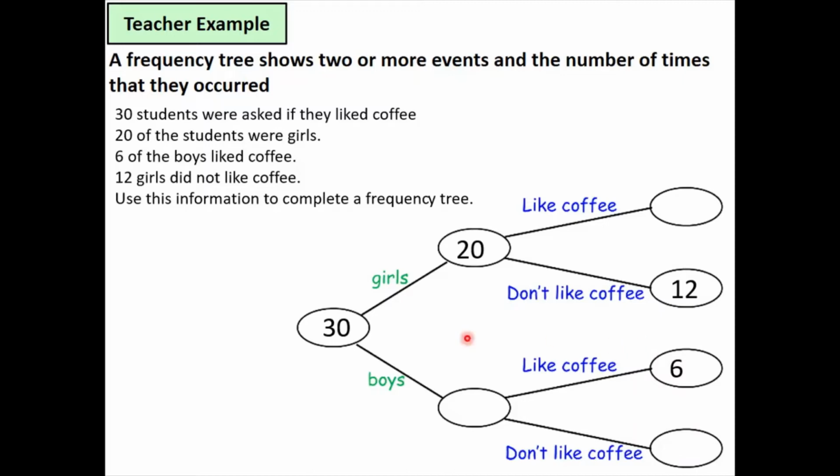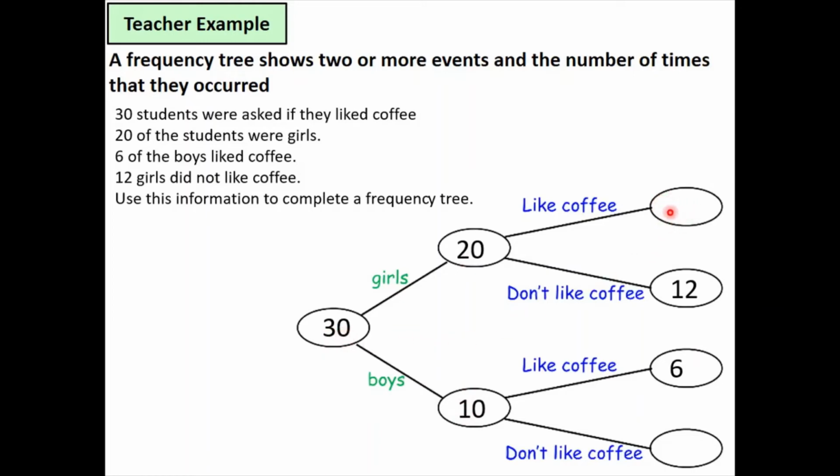So looking firstly at the boys, now assuming as we do in this sort of question, well with this question specifically, that there are no gender neutral students, if there are 20 girls and 30 altogether, the other 10 must be boys. Okay, so 20 and 10 because it has to add up to 30.